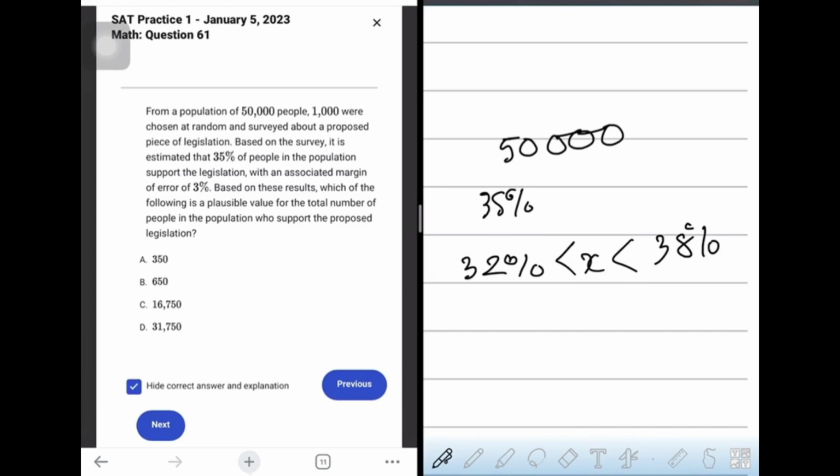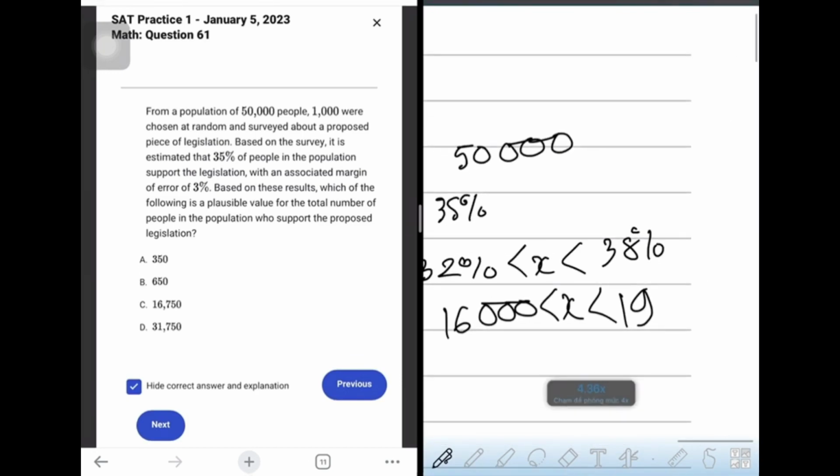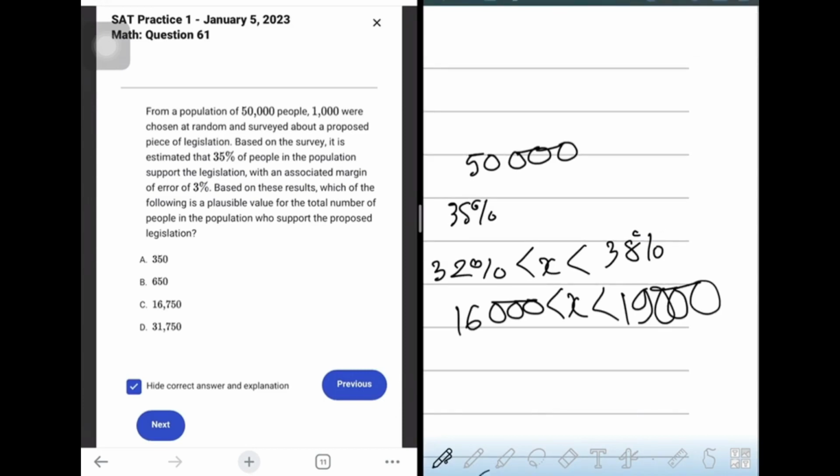So it's 16,000, and then for 38% of 50,000, this is 19,000. So you see, considering the answer choices, only C qualifies for the condition. So the correct answer is C.